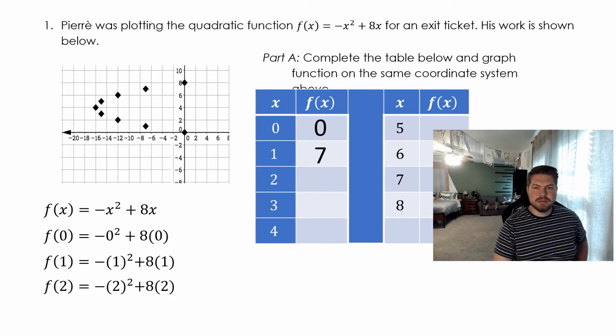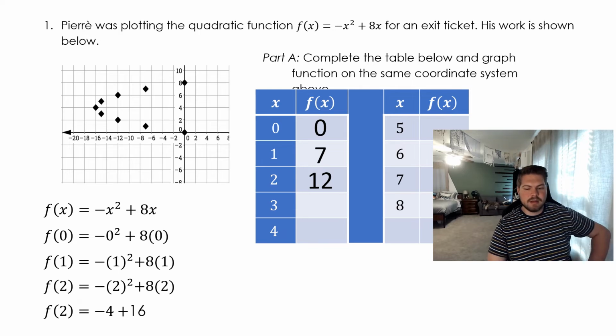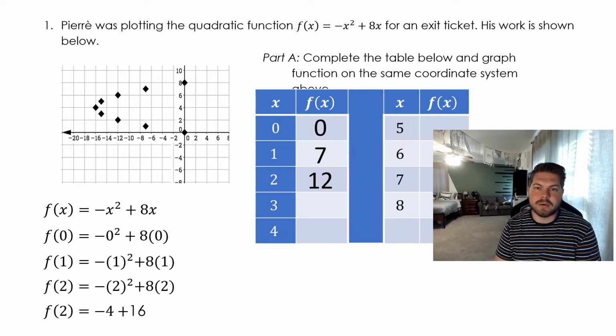Then plug in 2. 2 squared you should be able to do in your head. That's 4. The negative's on the outside, so -4. 8 times 2, you get 16. So it's going to be the same as 16 minus 4. You get 12. All right, so now we're going to keep working our way down.